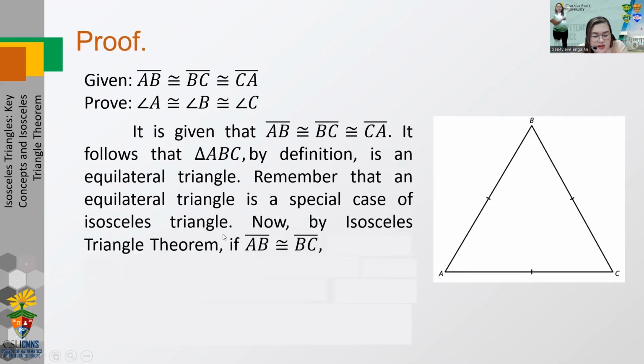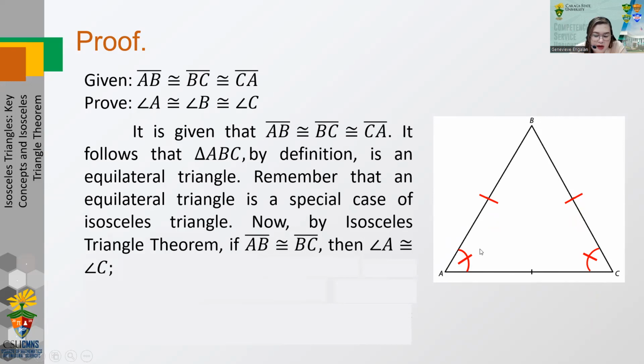So by isosceles triangle theorem, if AB is congruent to BC, pasabot si angle A is also congruent to angle C, no? Ato rin gigamit ang isosceles triangle theorem. Kay congruent man ni sila, pasabot opposite angles are congruent. Okay. Sunod, atong gamiton gyapon. Si side AB is congruent man ni siya kang CA.